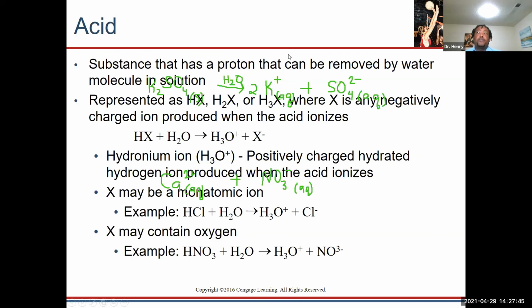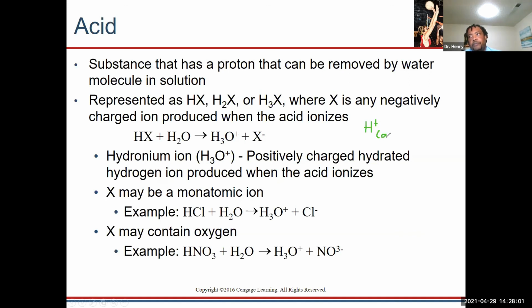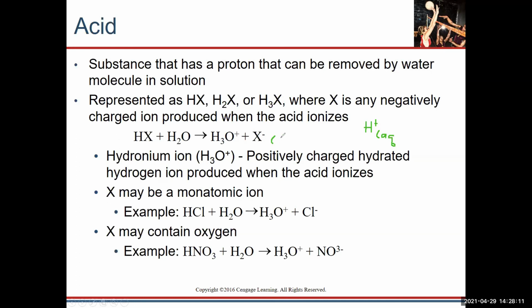Now the same thing happens with acids. Now the thing about acids, if it's a simple acid, what you're going to do is get broken up into your hydronium ion, which is kind of like that H plus, AQ, and then your negative ion, right? We should say AQ.